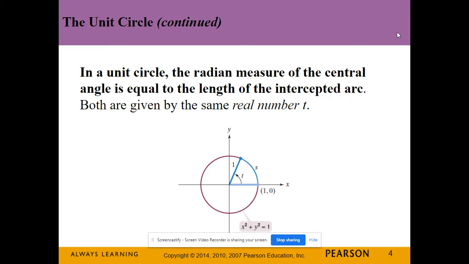In a unit circle, the radian measure of the central angle is equal to the length of the intercepted arc. So this angle here is going to directly relate to the length of the arc out there because the radius is 1.